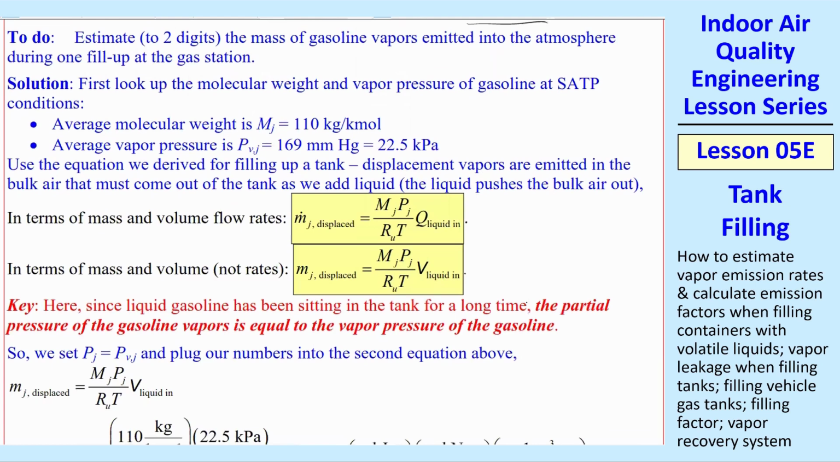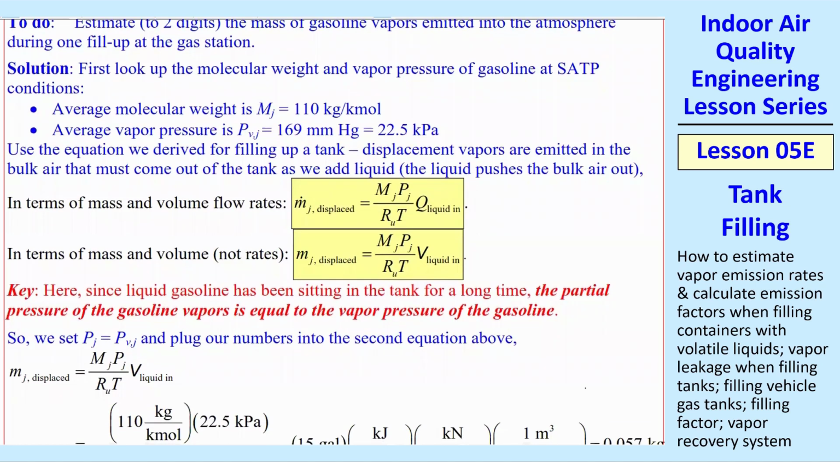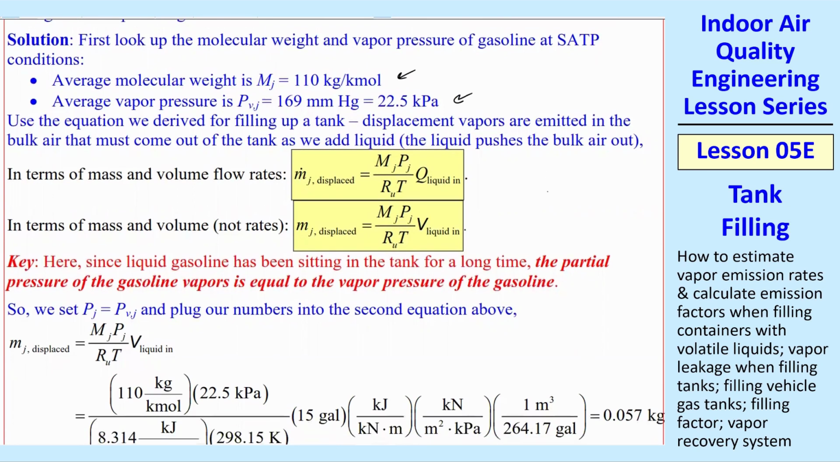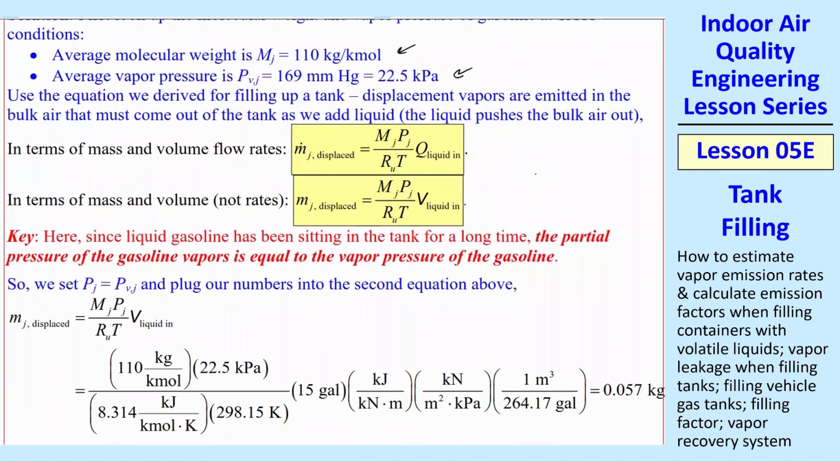So let's first look up the molecular weight and vapor pressure of gasoline. These are kind of all over the board because there's different brands of gas and different octane ratings and all that, but these are some pretty typical values. Molecular weight given here is 110 kilograms per kilomole, and P_VJ, the vapor pressure, is given in both units of millimeters mercury and kPa. And the equation I gave you, this top one, is for a rate. This one's in terms of the rate of mass emitted, and this one is in terms of the actual mass emitted. So instead of Q, we use V, the volume.